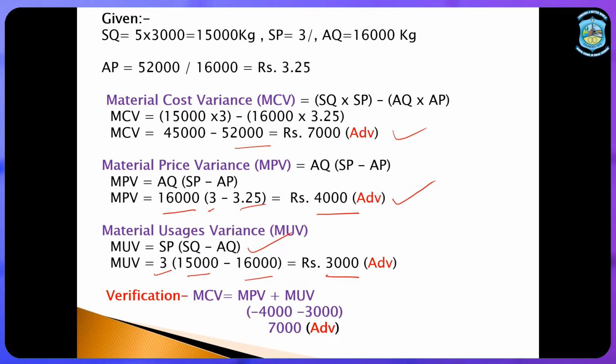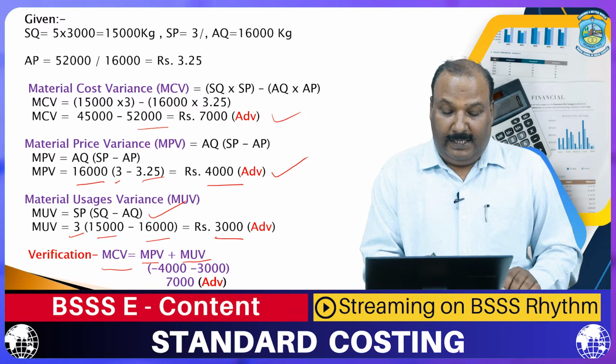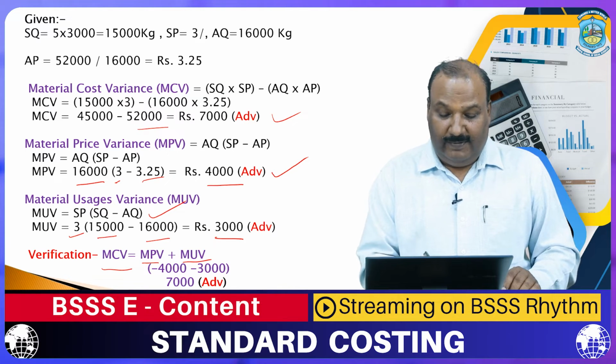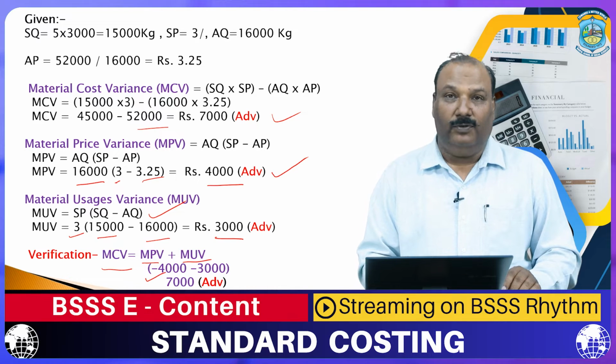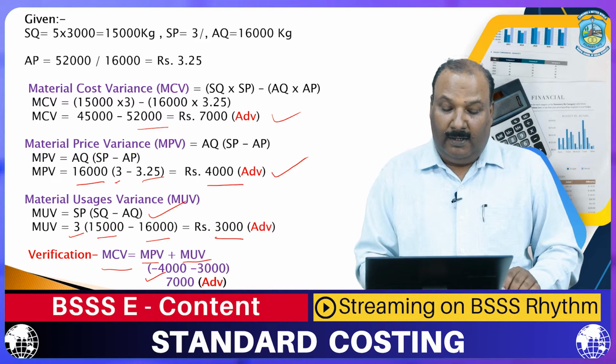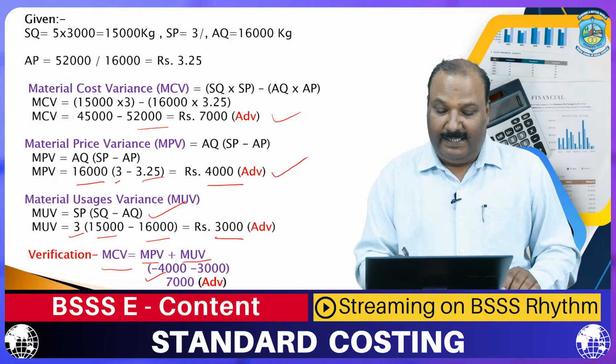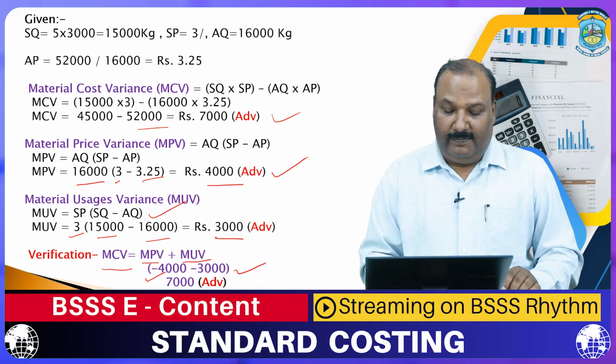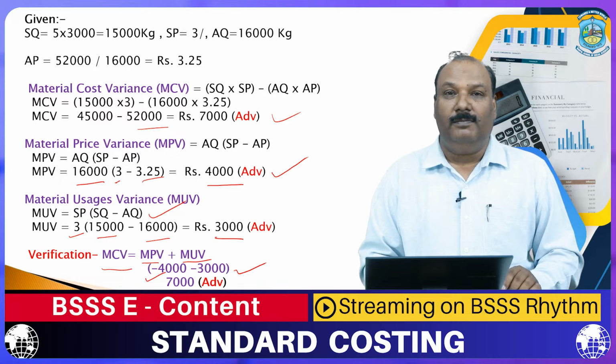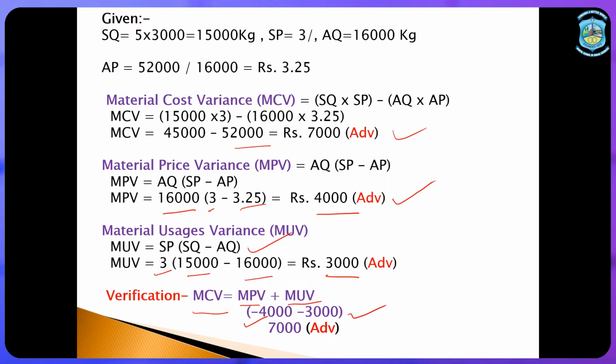Now, we will go for the verification. Material cost variance is equal to material price variance plus material usage variance. Material price variance which we have calculated, the value is minus 4,000 rupees. Material usage variance is 3,000. Minus 4,000 and minus 3,000 added, the total will be 7,000. It is also adverse. So, on the basis of that we can say it is the adverse value.